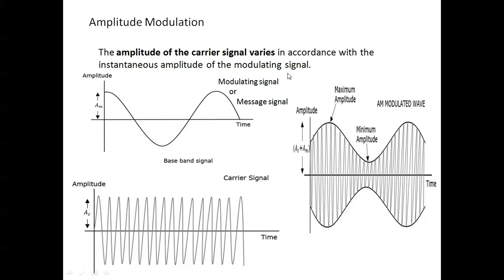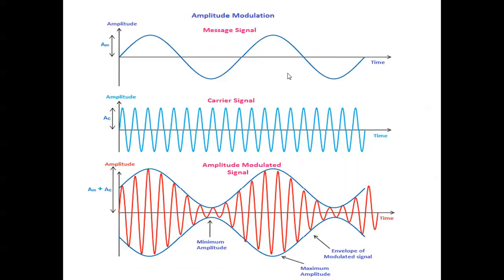So the amplitude of the carrier varies in accordance with the instantaneous amplitude of the modulating signal. That is amplitude modulation. What about angle modulation? The angle of the carrier varies in accordance with the instantaneous amplitude of the modulating signal. Similarly, the definition varies based on the modulation.